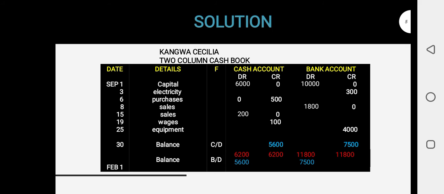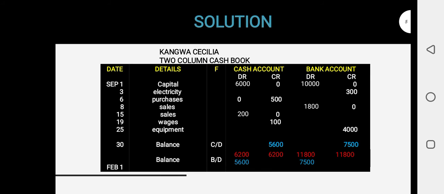Look at your debit side, look at your credit side. Add your totals and get your balance at the end. So when we add 10,000 plus 1,800, we get 11,800 on the debit side. But when we add 300 plus 4,000, we are getting 4,300. But what we need to do is to balance the two accounts.